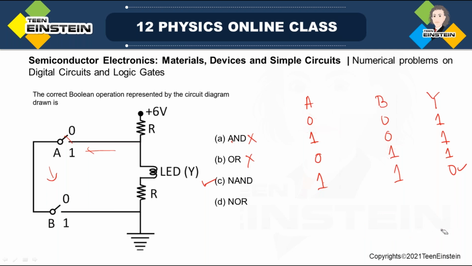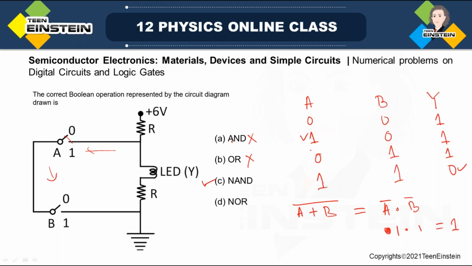But let us just verify why it is not NOR. NOR operation means, if you have A, then you have B. NOR means (A or B) whole bar. So this would give you A bar dot B bar. Now see, dot means AND operation. If I have 0 and 0, 0 bar means 1, then 1. So this would give you 1.